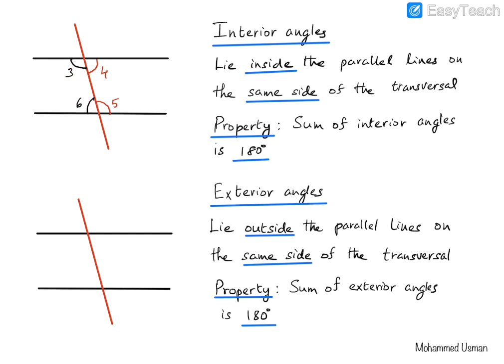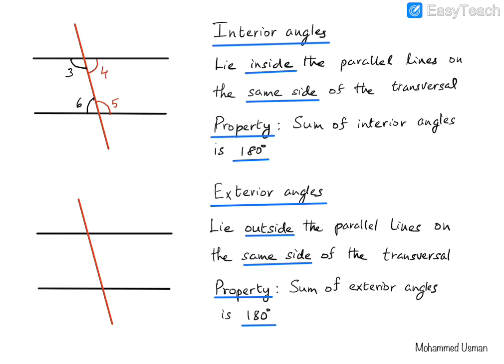These are the two pairs of interior angles, and the property of interior angles is that when we add these two angles, their sum will be 180 degrees. Again, this is a property that we will use in finding solutions to various problems. So the angles which are on the inside of the parallel lines and on the same side of the transversal are called interior angles. Angle 4 and 5 are inside the parallel lines, between them, and also on the same side, the right hand side of the transversal. Similarly, angle 3 and angle 6 are inside the parallel lines and on the same side, the left hand side of the transversal. And the sum of these angles will always be 180 degrees.